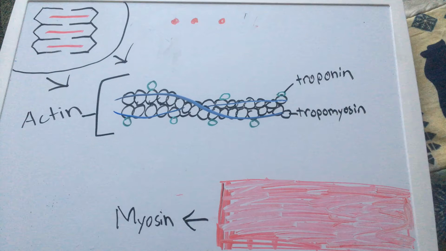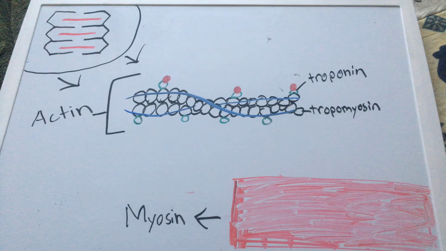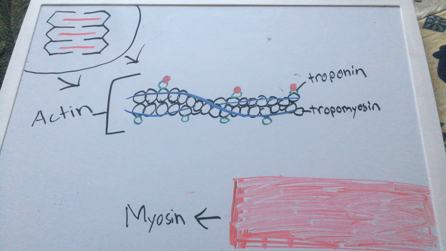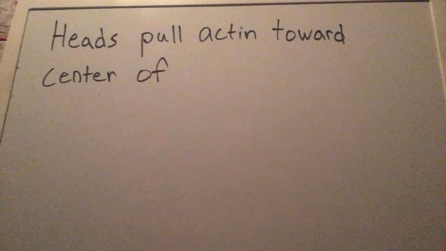The calcium released from the sarcoplasmic reticulum now travels to the sarcomere to bind to troponin. Troponin releases from the actin, causing tropomyosin to shift position. This results in the binding sites becoming exposed. The myosin heads grab onto the actin and prepare to pull them towards the center of the sarcomere.